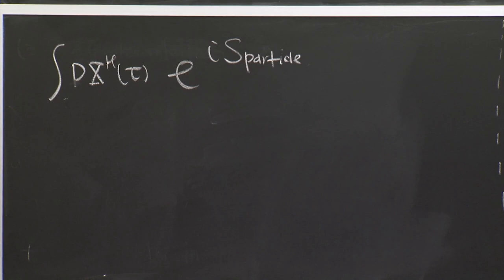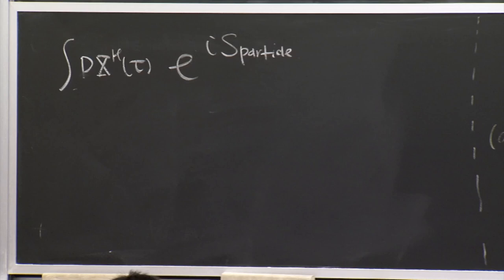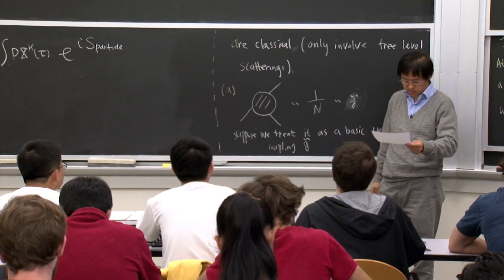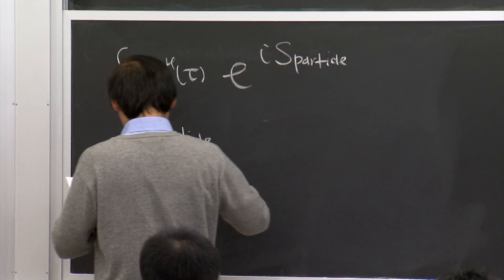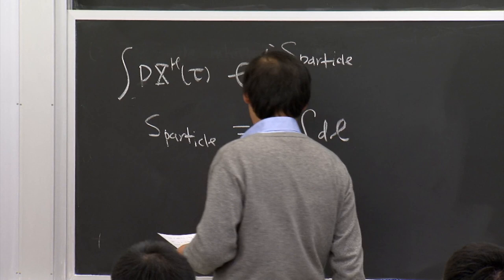So you just integrate over all possible paths of a particle. This is essentially a quantum motion. Quantum mechanically, you can fluctuate anyway. And then this action for the particle is essentially the length. So suppose the particle has mass m, it's just the length of the particle, dl, along the trajectory.